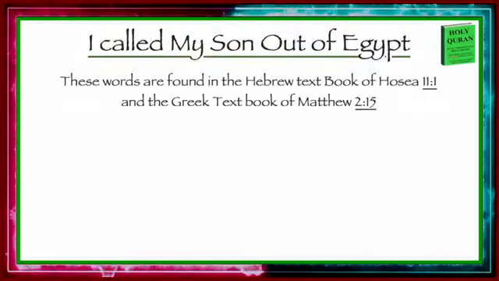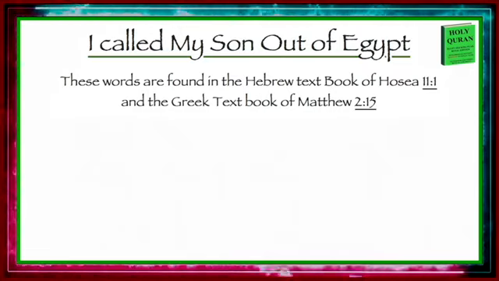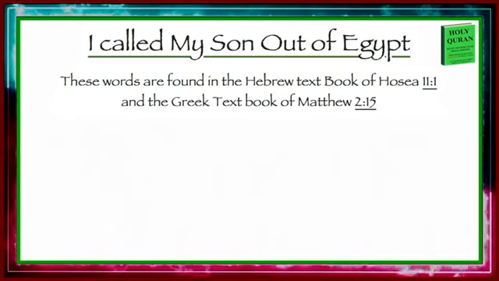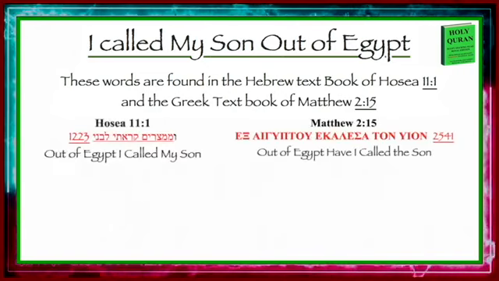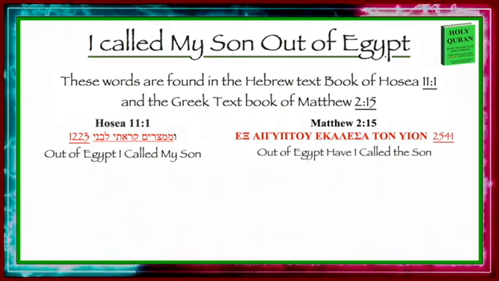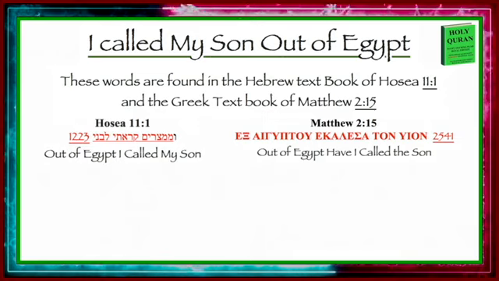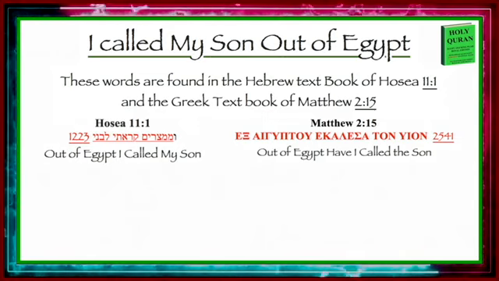These words are found in the Hebrew text, Book of Hosea, chapter 11, verse 1, and the Greek text, Book of Matthew, chapter 2, verse 15. For the Book of Hosea, chapter 11, verse 1, we're going to lift the three key words and turn off the first letter Vav. Out of Egypt, I called my son. These three words give us a numerical value of 1,223.